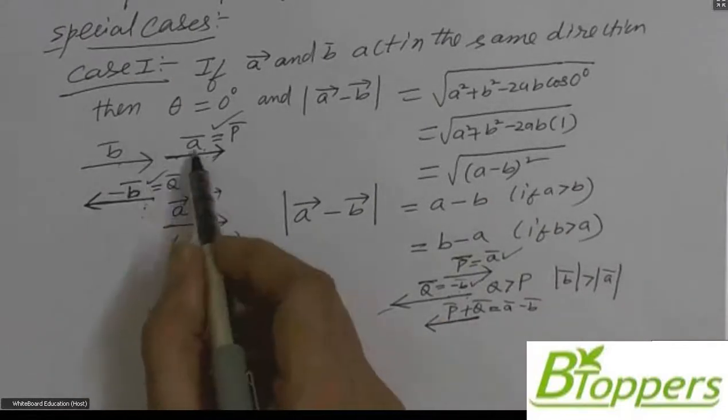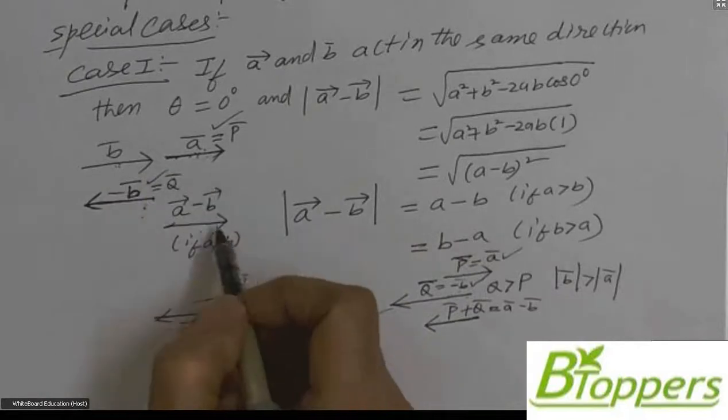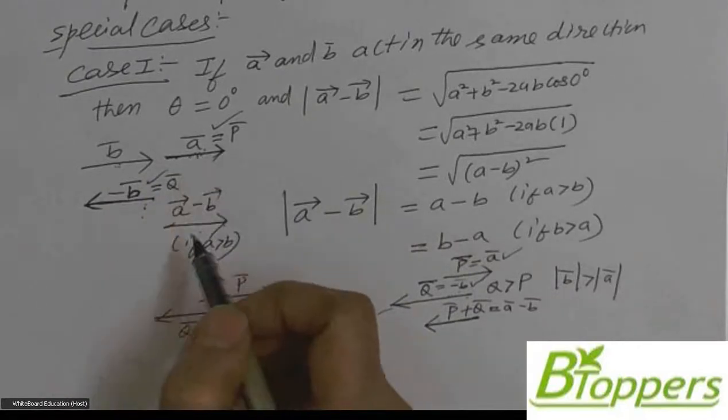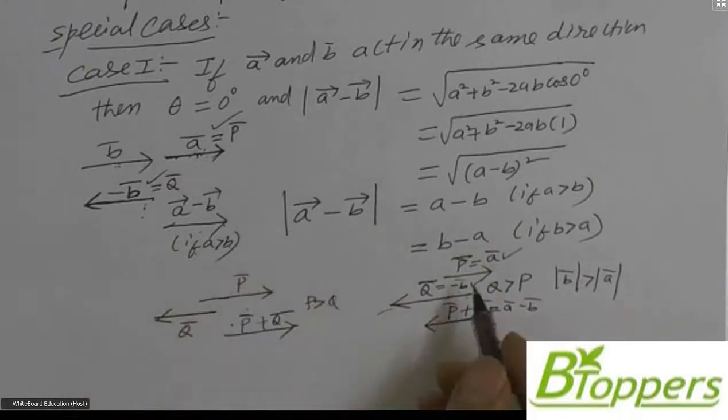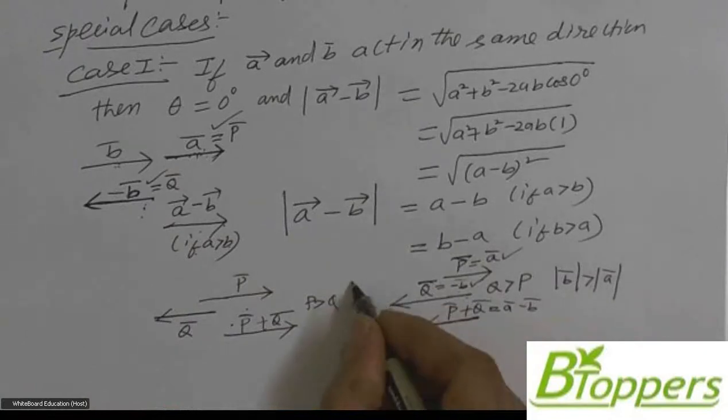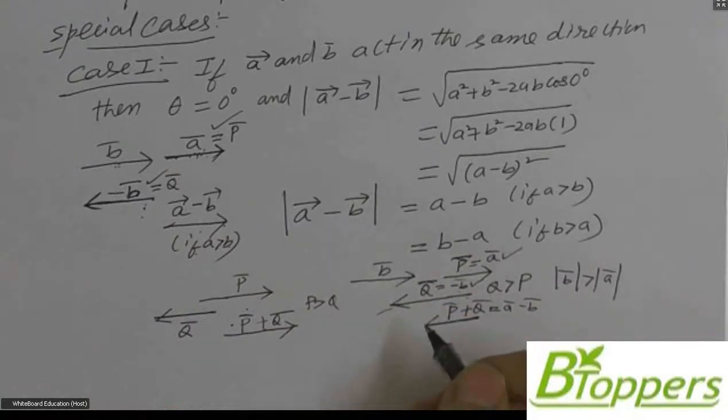That means if A bar and B bar act in the same direction, the vector difference A bar minus B bar acts in the direction of vector A bar if A is greater than B. If A bar and B bar act in the same direction, but magnitude of vector B bar is greater than magnitude of vector A bar, then A bar minus B bar acts opposite to A bar, that means in the direction of vector minus B bar. Of course, later we'll discuss some examples based on this case.